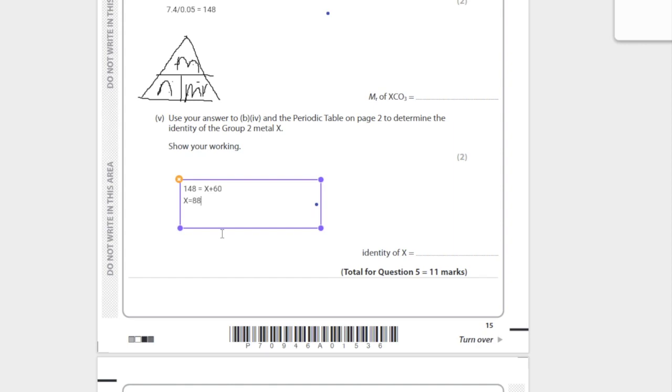Solving that, X should equal 88. Now we're looking in the periodic table for something with a molar mass of 88. I'll tell you that the group 2 metal with a molar mass of 88 is strontium, Sr.